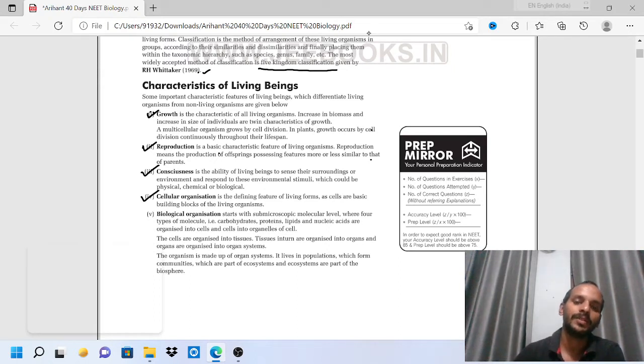Next, cellular organization. Cellular organization is a defining feature of living forms. We know that the cell is the unit of life. Our cell is made up of different things, and it contains cytoplasm, protoplasm, and different things, nucleus, mitochondria, and all these things. With the help of all the reactions going on within cells, they produce energy. So it is very important. Next is the biological organization. In our body, the main four molecules are carbohydrates, proteins, lipids and nucleic acids. These are the main four types of molecules.